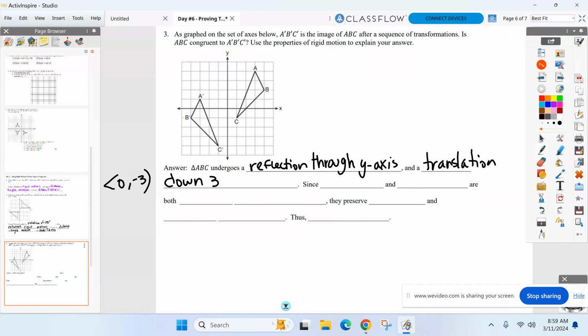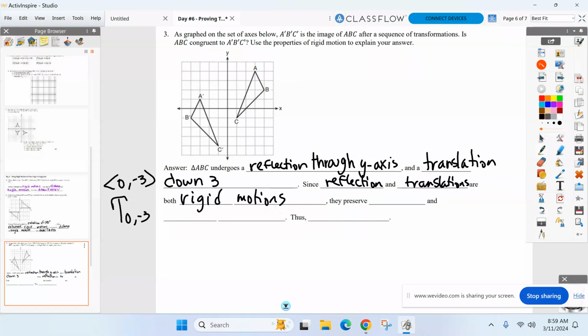You could have also used the capital T. All right, that would have worked as well. Since reflections and translations are both rigid motions, they preserve distance and angle measure. Thus, triangle ABC is congruent to triangle A prime, B prime, and C prime.